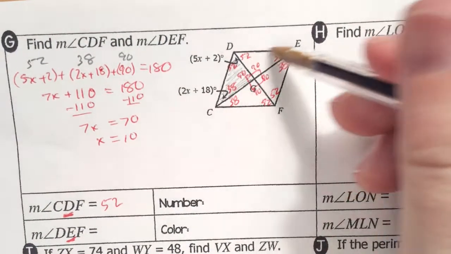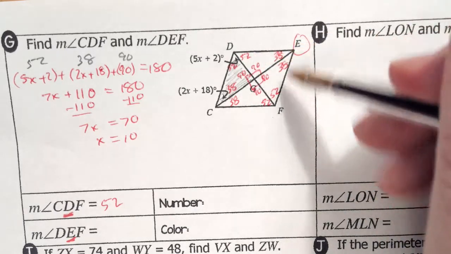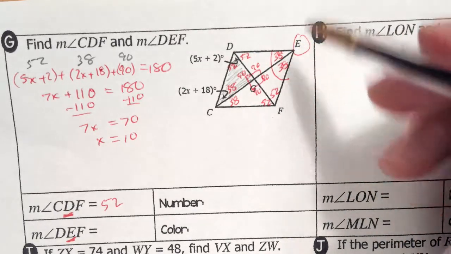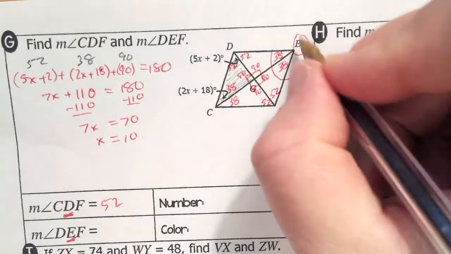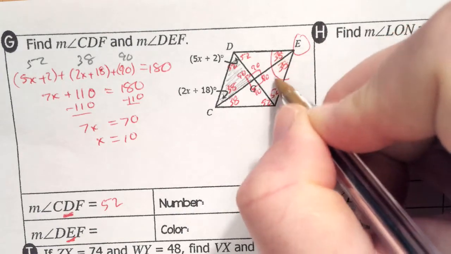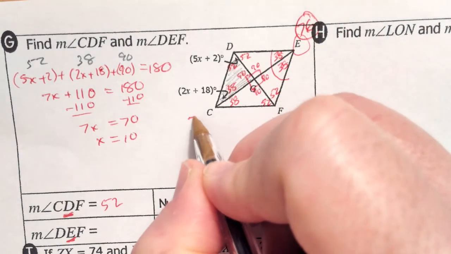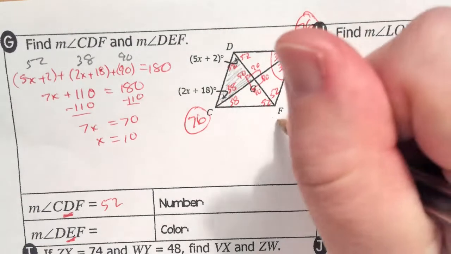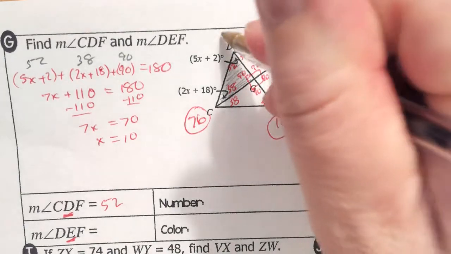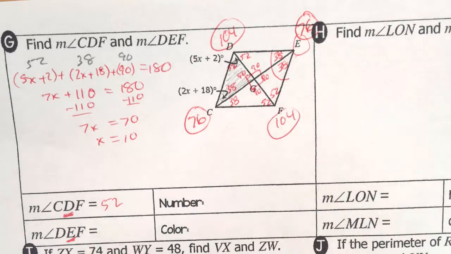And they wanted D, E, F. So they wanted this entire angle. So at E, pointing at D and F, they wanted the entire angle. So that was 38 plus 38, this entire angle right here, all of it is 76. Over here, 52 and 52, all of this would be 104. Okay, and they wanted just E, which is all 76. So 76. That's your answer for that.